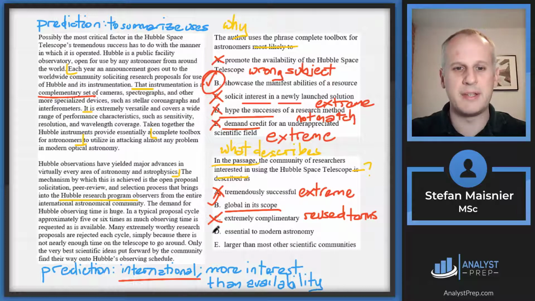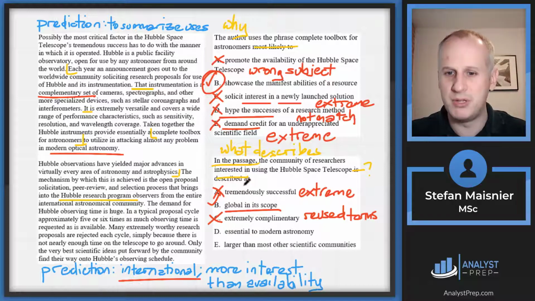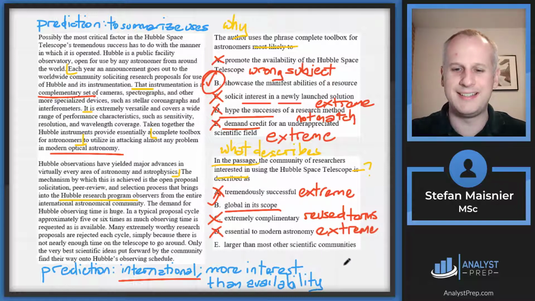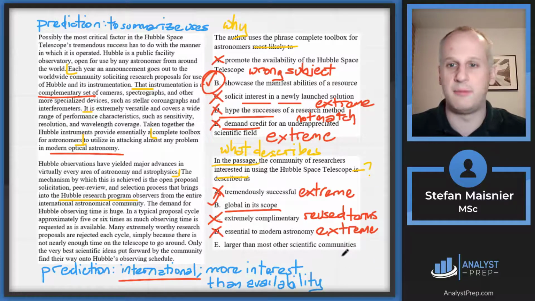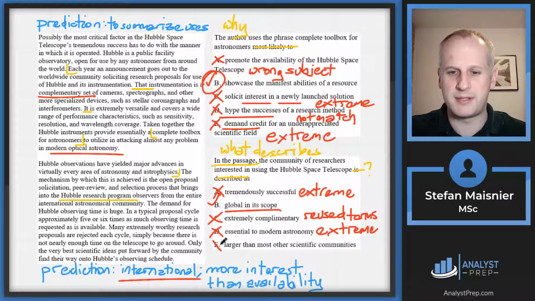Essential to modern astronomy. Again, we were talking about modern optical astronomy before, but that is not about the astronomical community of researchers. So that's extreme again. And while it is known to generate more interest than they have time available to fulfill, we don't know that the community of researchers interested in using the Hubble Space Telescope is larger than most other scientific communities. That goes outside of the scope again, and we can't make that assertion based solely on the information in our passage.